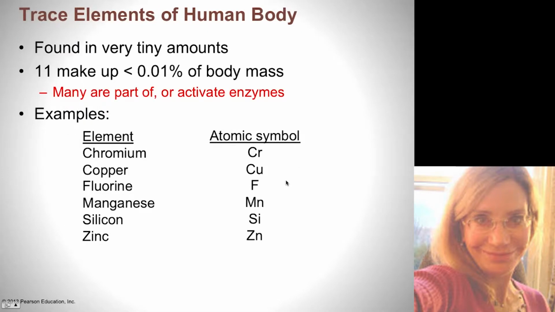The trace elements of the human body are found in tiny amounts, but they're actually quite essential. About 11 elements make up less than 0.01% of body mass. Many of these are part of or activate enzymes. Here are those elements: chromium, copper, fluorine, manganese, silicon, and zinc.